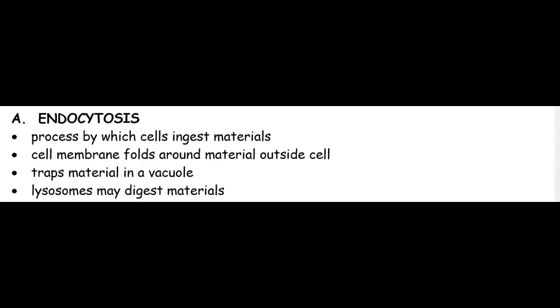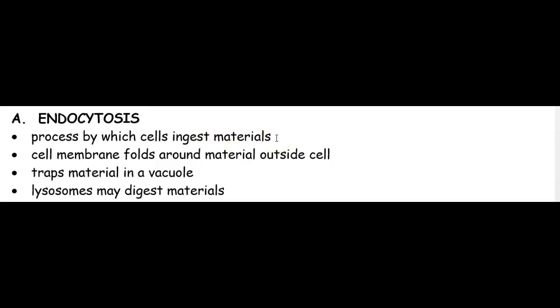We can broadly separate active transport into two categories: endocytosis and exocytosis. You may remember from previous science courses this prefix endo, and endo means kind of taking in. So endothermic, taking in heat. So endocytosis, taking in things into the cell. And that's exactly what it is. It's a process by which the cell ingests or takes in materials.